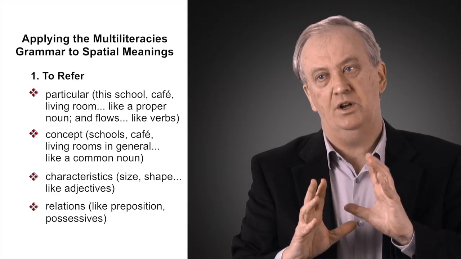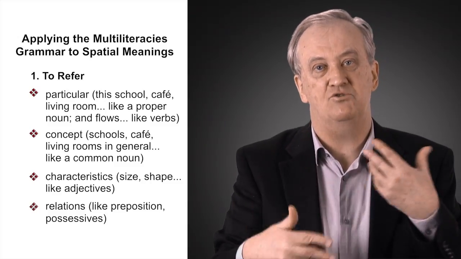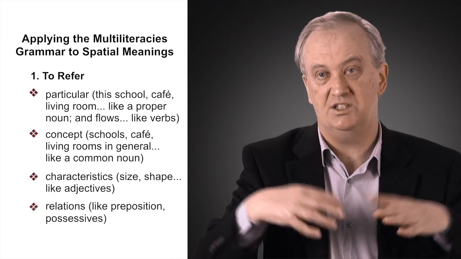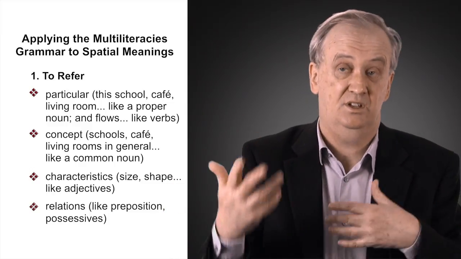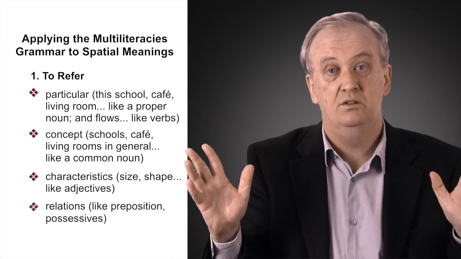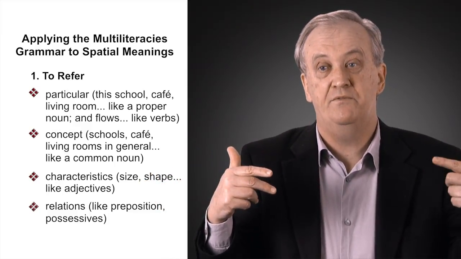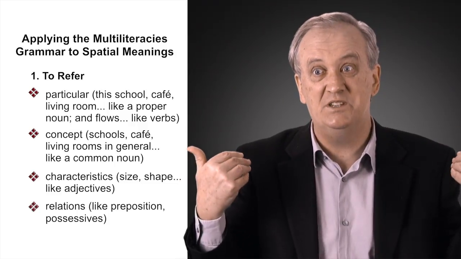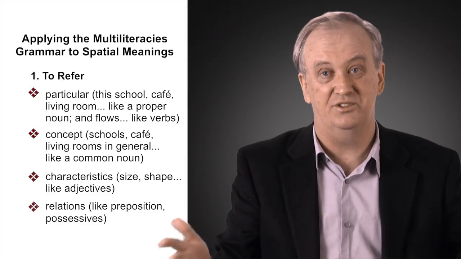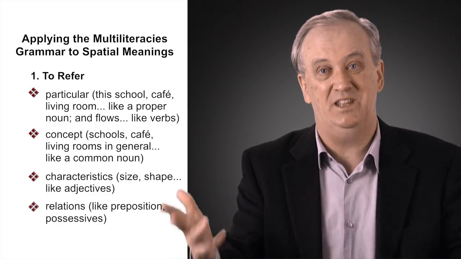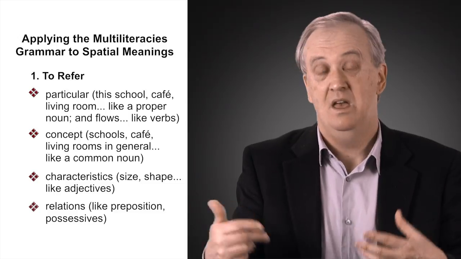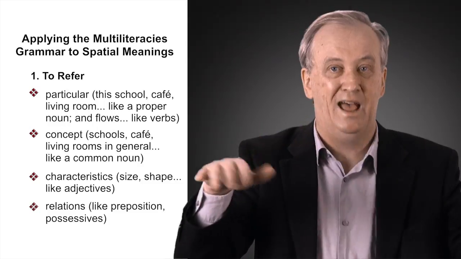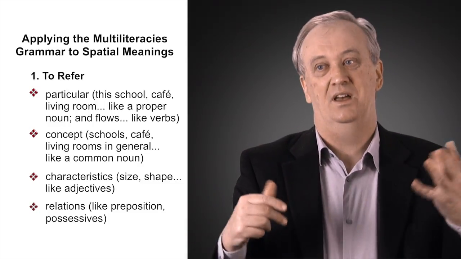What I want to do now is apply the multiliteracies grammar to spatial meanings. Remember, our objective is to try and build a grammar which applies to all these modes, as well, of course, as wanting to highlight their differences. So, to refer, we might be referring in the physical structure of a building to a specific school, my school. No two schools are quite the same. This particular cafe, no two cafes are quite the same. This living room, no two living rooms are quite the same. So this is like a proper noun. The name of the cafe or the name of the school is a proper noun.